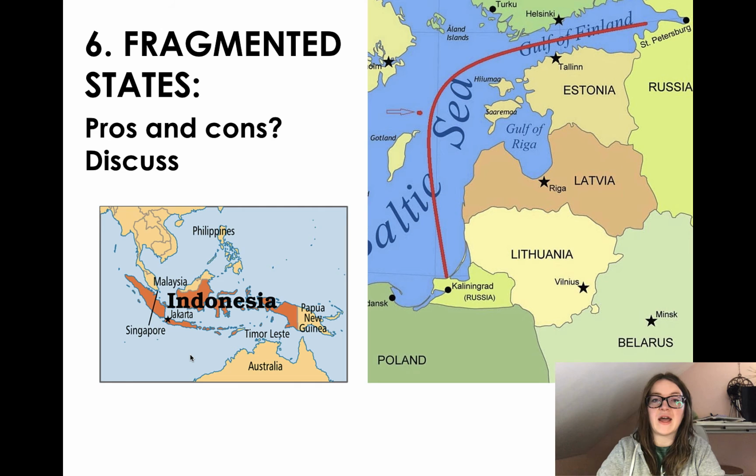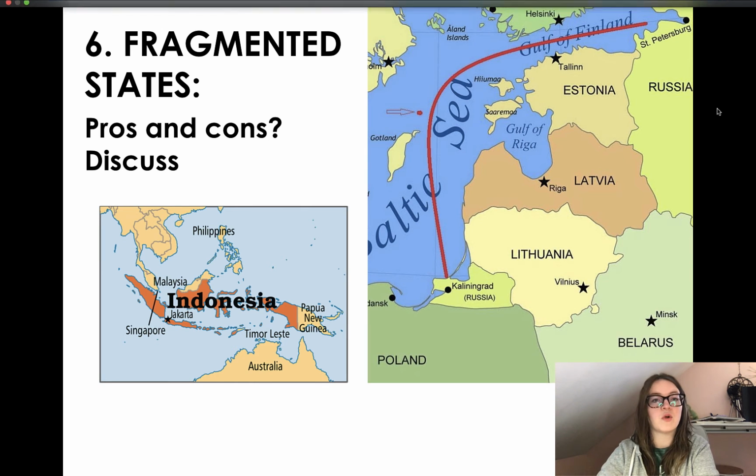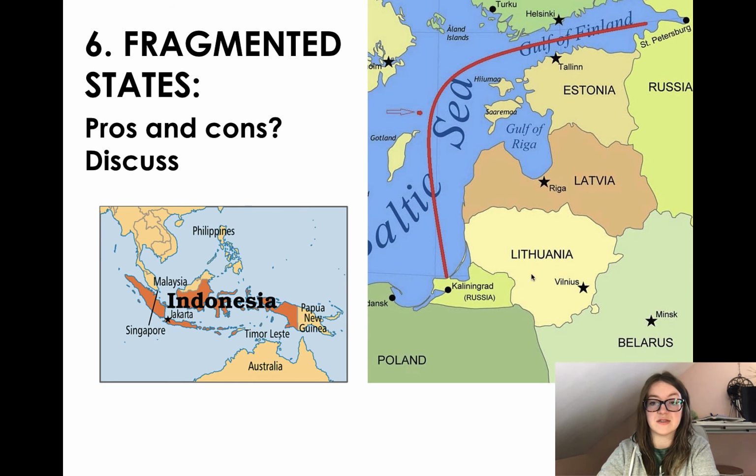All right, a fragmented state. So think about when you drop a piece of glass and it shatters, and then you have fragments all over the place. This is when a country has a piece of it in another place. It's not connected to it. So for example, we have Russia with Kaliningrad over here. This is still part of Russia. It is separate from the entire rest of the country by actually several states in between. Indonesia is another fragmented state. So we have little pieces of Indonesia all over the place.